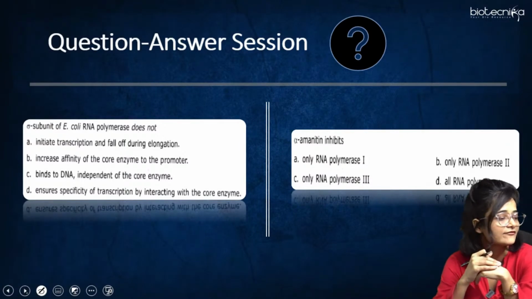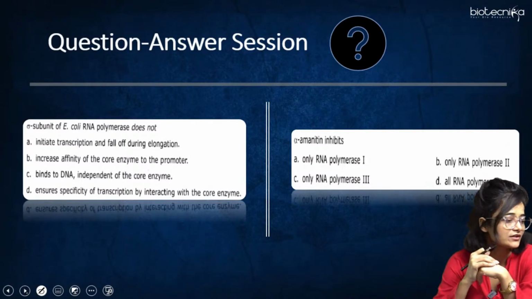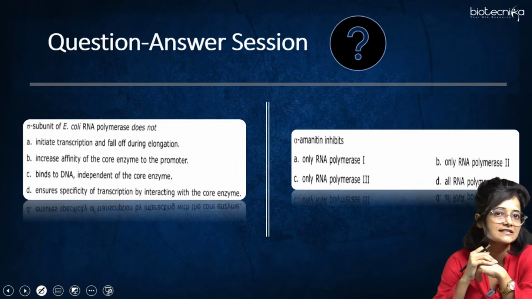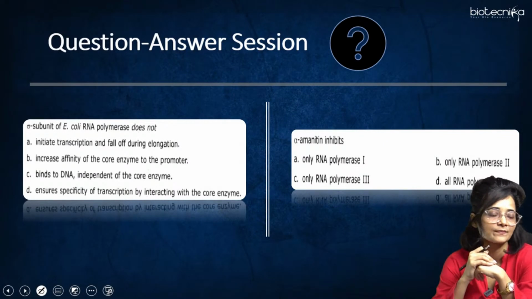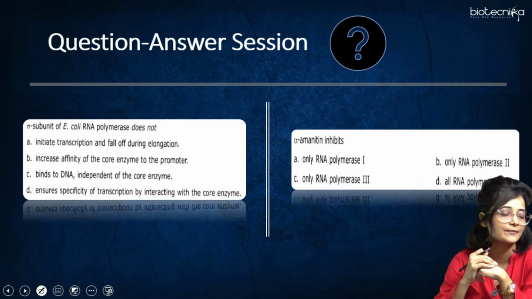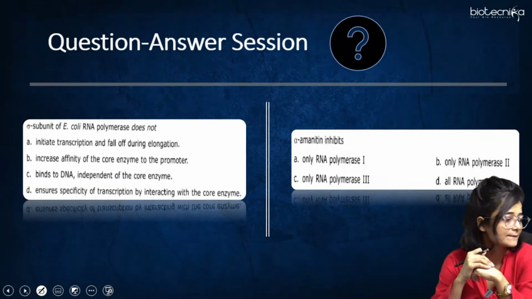Here are the two questions that are flashing on your screen. Can you please answer what would be the correct answer for both of these questions? We have discussed this just now regarding the sigma subunit, and the other regarding alpha amanitin inhibition, right?